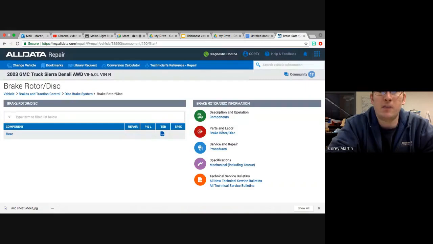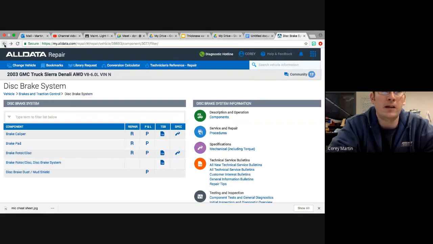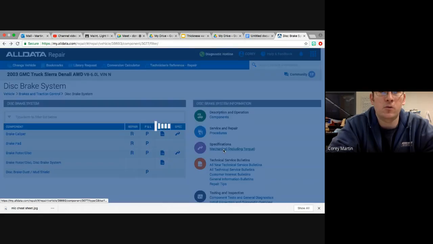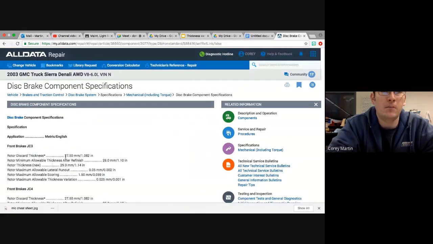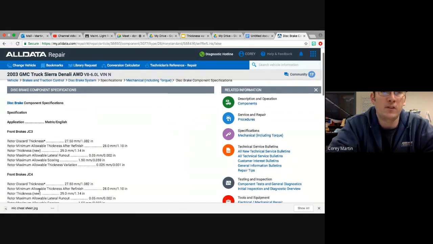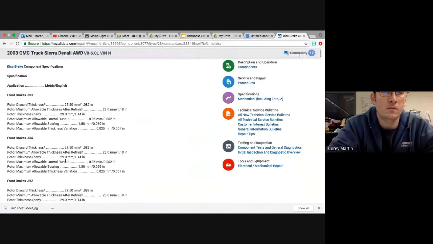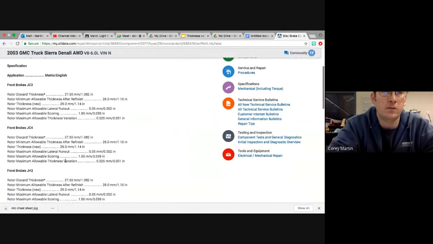And it's going to give us the options for specifications. Okay, so if we go back a little bit, we've got disc brake rotor here as well. This is just for technical service bulletin information. We want the mechanical specifications for this rotor. Here, it's going to give it to us in both millimeters as well as inches. And it tells us we have two different options. We got JC3, JC4. These are both the same in terms of the size of the rotor. And we've got another one here for front brakes, which also is the same.